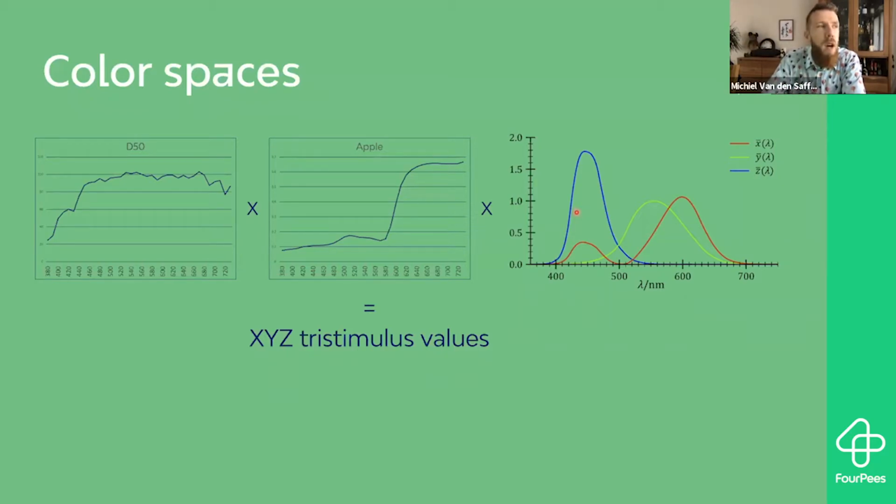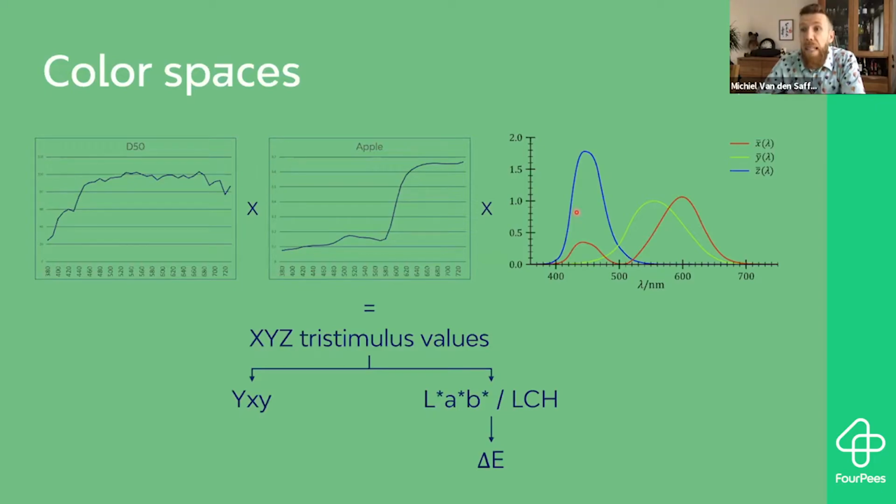XYZ is the basis of every CIE color system. From there, we can calculate the xyY color space or the LAB color space that everybody knows and that everybody's been using. So we'll get to these two in a bit. And from LAB, we can go to our delta E, which will eventually tell us the color difference between our yellow patches.